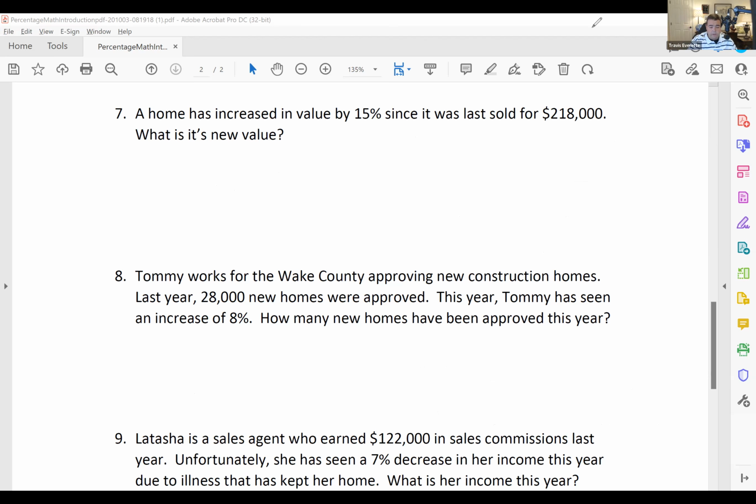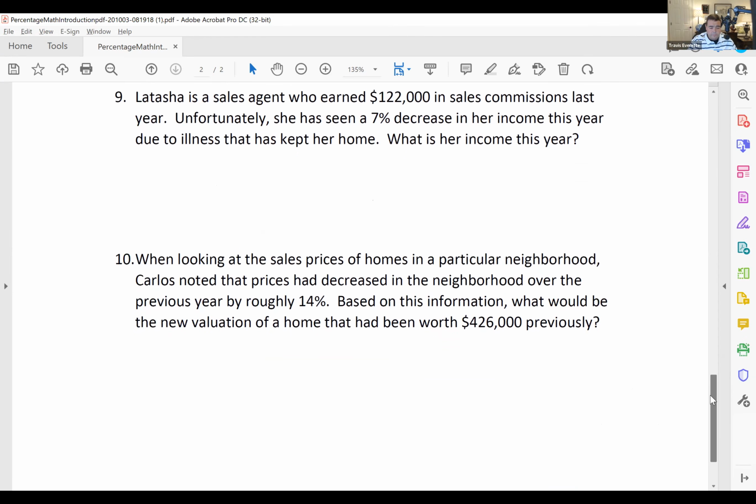Then we got one more here to look at. Scroll down here. Oh, actually, we got a couple more. Number 9 says Latasha is a sales agent who earned $122,000 in sales commissions last year. Unfortunately, she's seen a 7% decrease in her income this year due to illness that has kept her home. What is her income this year?